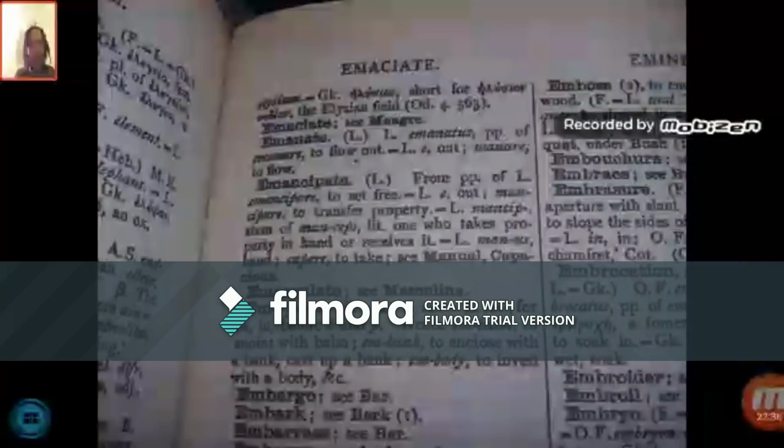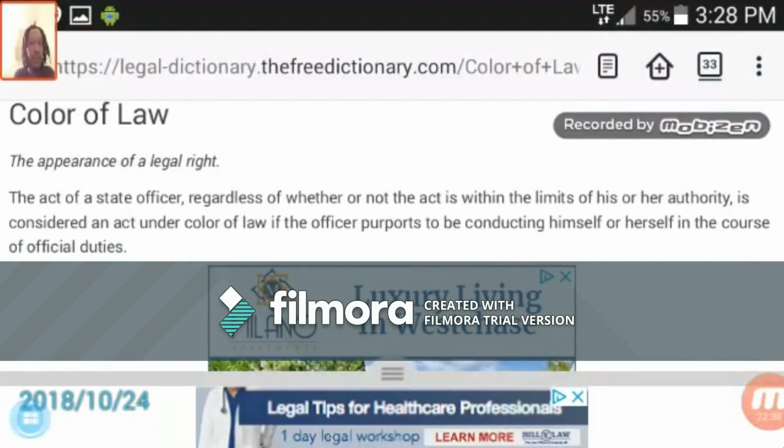Okay, now we're back. So let's get into this. Color of law: the appearance of a legal right. The act of a state officer, regardless of whether or not the act is within the limits of his or her authority, is considered an act under a color of law, if the officer purports to be conducting himself or herself in the course of official duties.